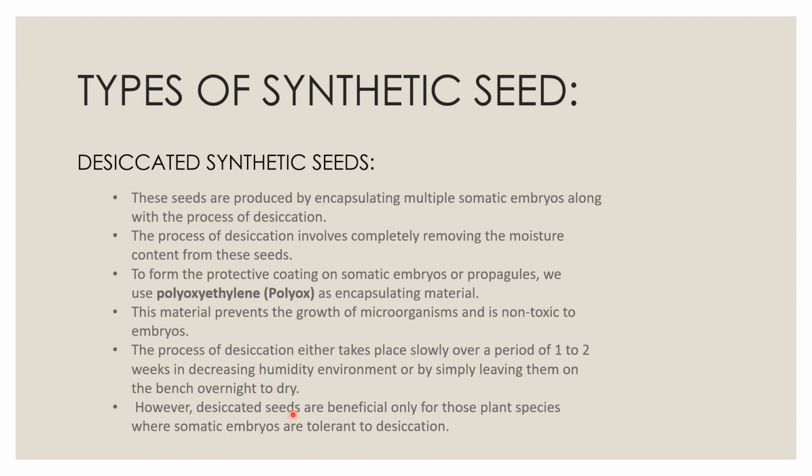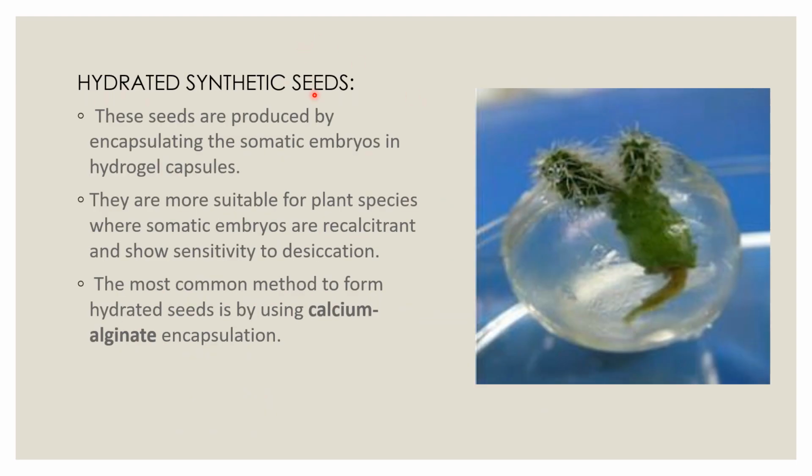However, desiccated seeds are beneficial only for plant species where somatic embryos are tolerant to desiccation, which can be done by this method. Where they are susceptible, we can go to the hydrated synthetic seeds. In hydrated synthetic seeds, hydrogel capsules can be used. They are more suitable for plant species that are recalcitrant and sensitive to desiccation. The most common method used is calcium alginate. There we use polyox; here we use calcium alginate.